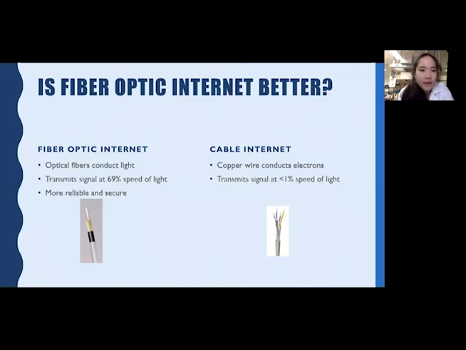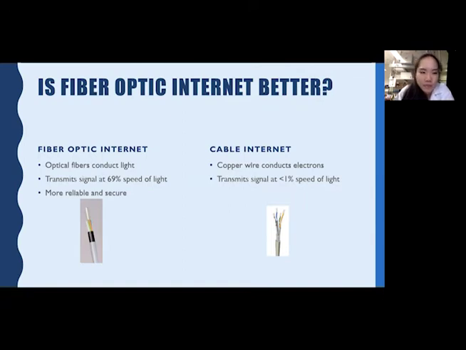So optical fibers, again, conduct light, whereas copper wires for regular cable internet conduct electrons. And fiber optics are able to transmit signal at 69% the speed of light, whereas cable internet transmits signal at less than 1% the speed of light. So that's more than 69 times faster than cable internet.